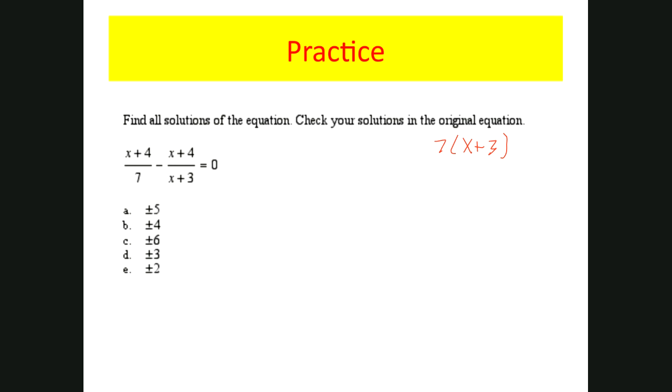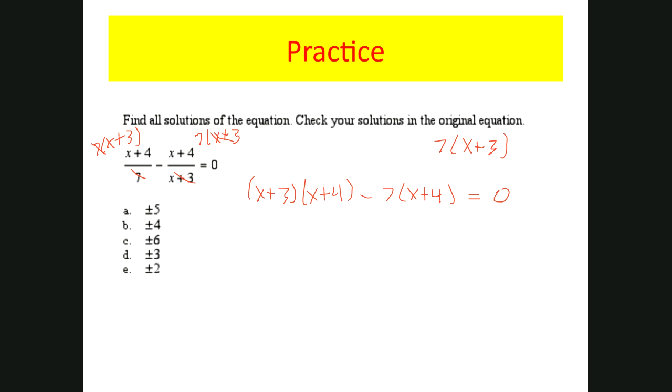So I'm going to multiply this by 7x plus 3. I'm going to multiply this by 7x plus 3. And what happens here is the 7's cross out. Oh boy, that's not going to be nice. I'm going to be left with x plus 3 times x plus 4, minus, and then here the x plus 3 is going to cross out. So I'm going to be left with 7 times x plus 4 is equal to 0, because anything times 0 is 0. So I still have a ways to go.